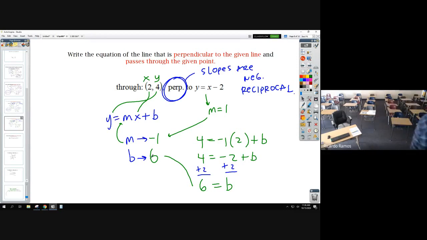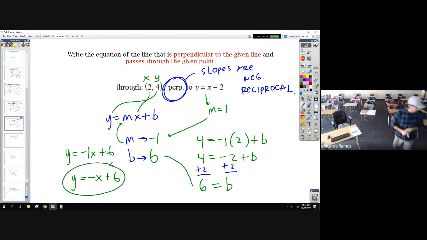Plug them in, right? Y is equal to negative 1x plus 6, which, the negative 1x, to make it formal, it should just be negative x plus 6. We're going to plug it in like that. All right? Final answer just like that.